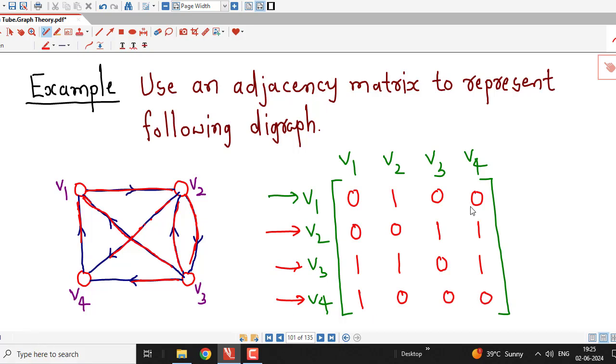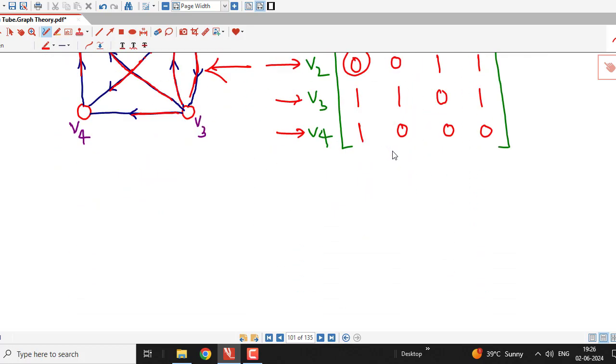So now you can see that this is the adjacency matrix for this directed graph, and you can see it is not symmetric. These two entries are different. So if we have an undirected graph, then the adjacency matrix is always symmetric, but that is not true for a directed graph.